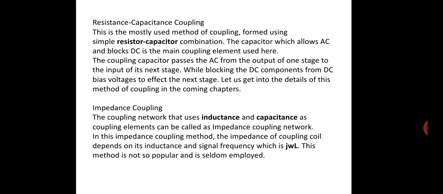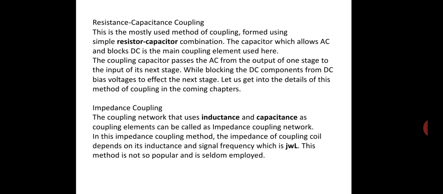Resistance capacitance coupling. This is the most used method of coupling, formed using simple resistor and capacitor combinations. The capacitor, which allows AC and blocks DC, is the main coupling element used there. The coupling capacitor passes the AC from the output of one stage to the input of the next stage, while blocking the DC component of the DC bias voltage from affecting the next stage. Let us get into the details of this method of coupling in the coming chapters. We will discuss it in the next slides.